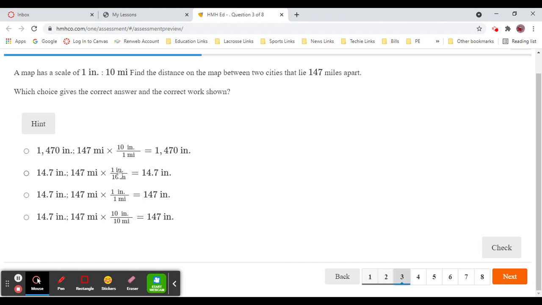Isn't it 14.7? I remember we were doing these conversions in the last section. 147 and 1 inch is 10 miles. Now I'll just bring my pen up here, but don't miles and miles cancel out? Let me make sure I select the right one. I'm trying to find inches, right? Miles and miles cancel out because your answer is going to be in inches. Miles and miles cancel out.